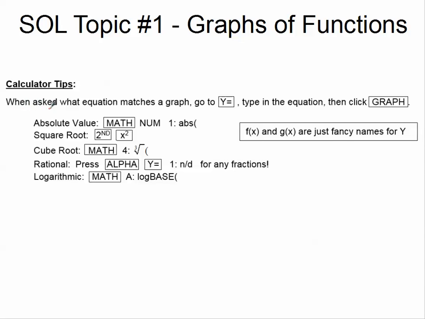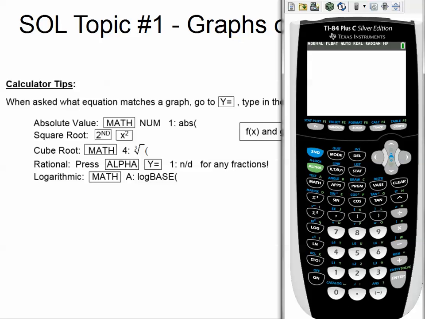In this packet, when asked what equation matches a graph, we're going to go to y equals, type in the equation, and then click graph to see what our picture looks like. Some of the more commonly used symbols are listed right here, and I'd like to remind us where we can find them on the calculator. So grab your calculator and turn it on.